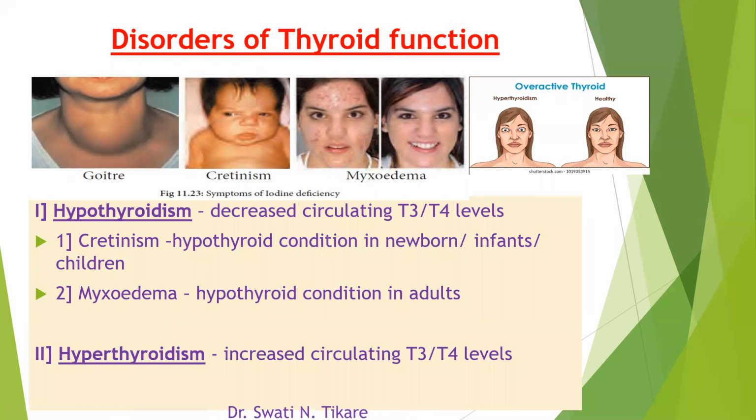Next, coming to hyperthyroidism, increased circulating T3 or T4 levels. So these are the basic names you need to remember. Among the hyperthyroidism, we will learn more about what is called Graves' disease or thyrotoxicosis. Here we are using the words under hyperthyroidism, Graves' disease and thyrotoxicosis.